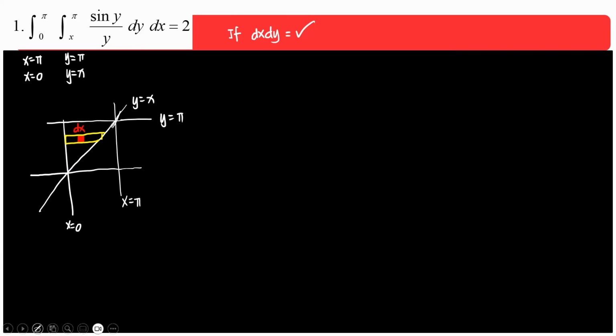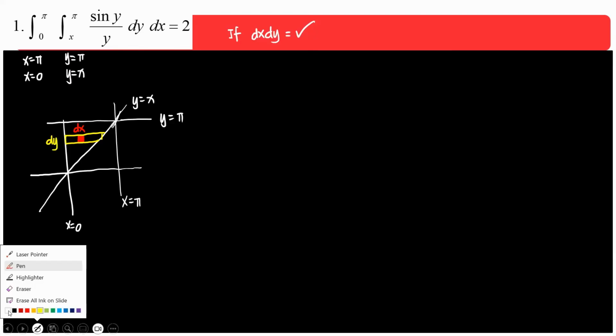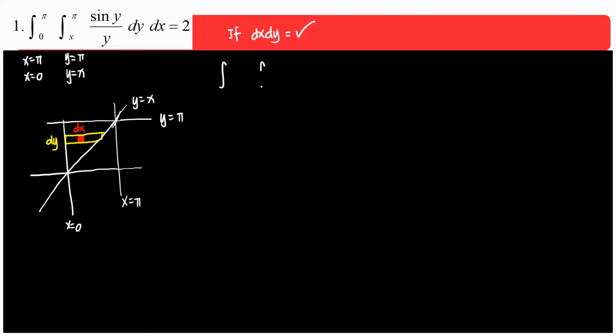So that's dx, and then this is dy. Since we are changing the limits, the original problem will stay as it is, but then this one becomes dx dy. So x will travel from 0 up until x equals y, up until the figure, which is the line. And then the rectangle will travel from 0, 0 up until this intersection, that is actually pi, pi. So these are the new limits.